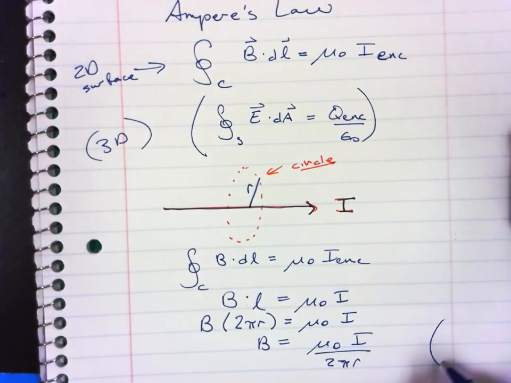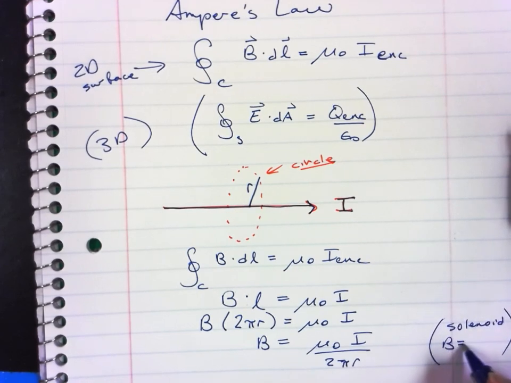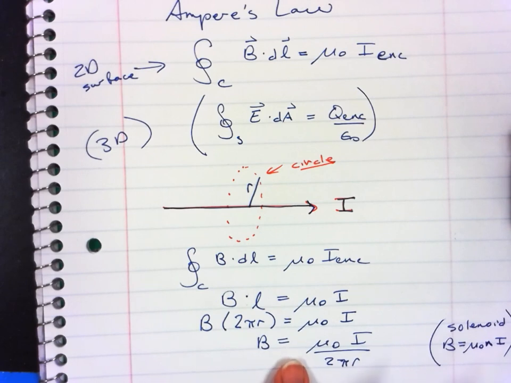Now, the solenoid equation, that is on the formula chart, mu naught n I. So you don't have to rederive that one. It's given on the formula chart. But the one for the long straight wire is not. You have to think through the 2 steps to get it from Ampere's law.